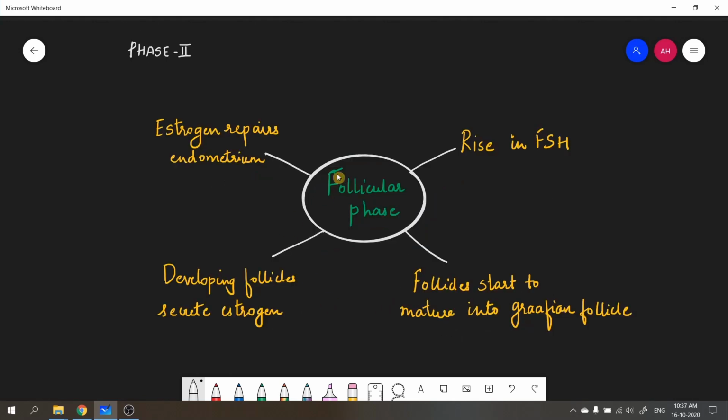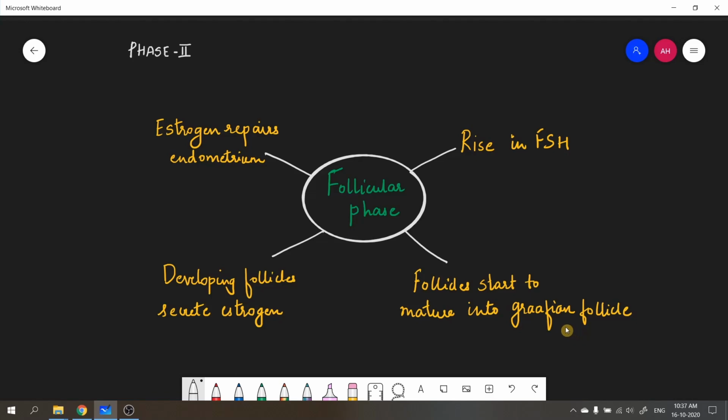Now, this is the second phase, the follicular phase, also called a proliferating phase. And as the name suggests, the follicles start to develop. So how does that happen? It happens because of the increased level of FSH, follicle stimulating hormone, that comes from the anterior pituitary. And follicle stimulating hormone acts on the follicles of the ovaries and stimulates them to develop and mature into Graafian follicles. Note that a Graafian follicle is an enlarged mature follicle that contains the ovum.